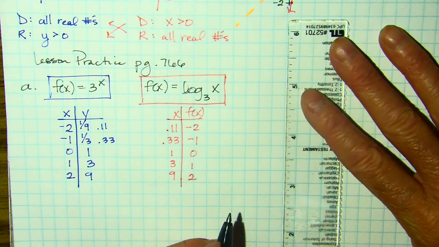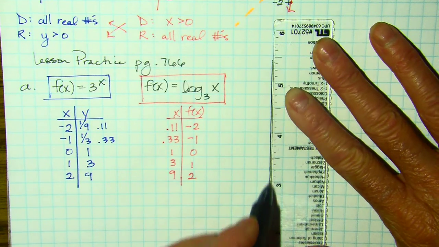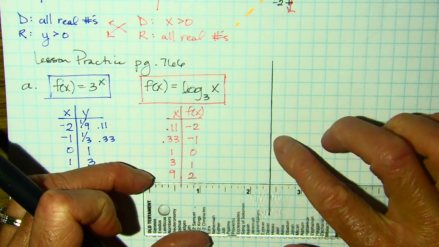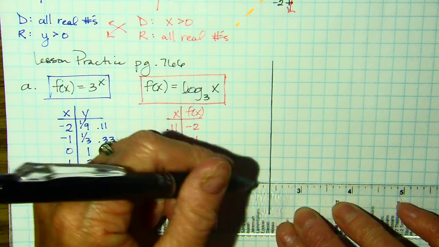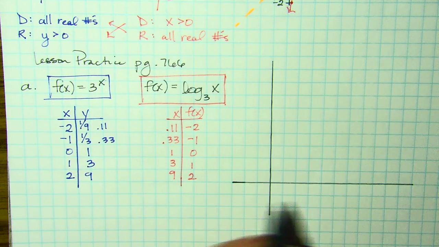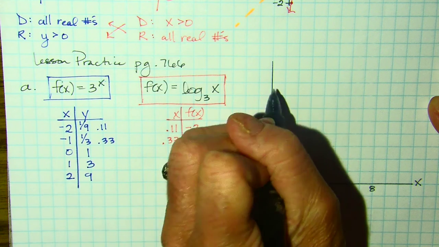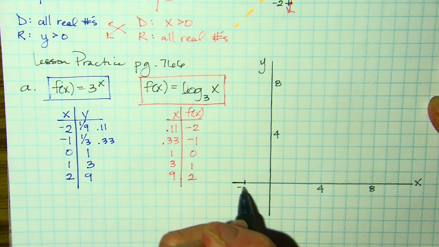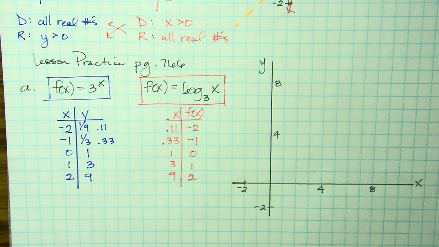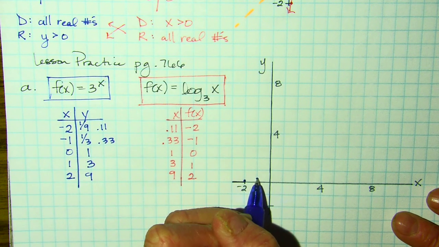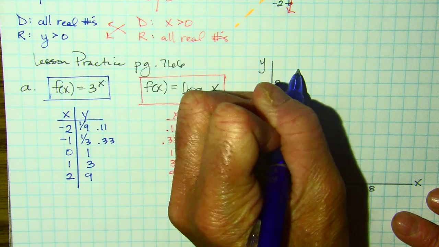So I need to leave room for 9. So 4, 8, and this is x. 4, 8, this is y. -2, -2. So put some numbers on your graph, even if you only put 1 on each. So 1 on the x, 1 on the y, so I know what your scale is. So in blue, I've got -2 and 0.11, 1/3, 1, 3, 9.